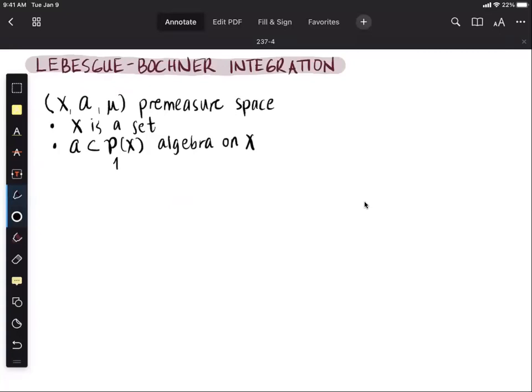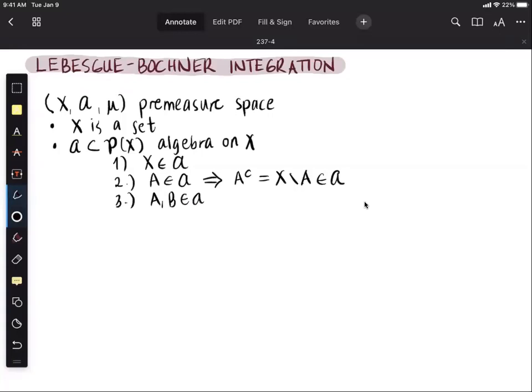There are three properties for an algebra. The set X must be in the algebra. It must be closed under complementation. So if A is in the algebra, then so is its complement relative to the set X. And finally, it should be closed under finite unions. So if you take two elements of A, say A and B, then the union must also be in the algebra.